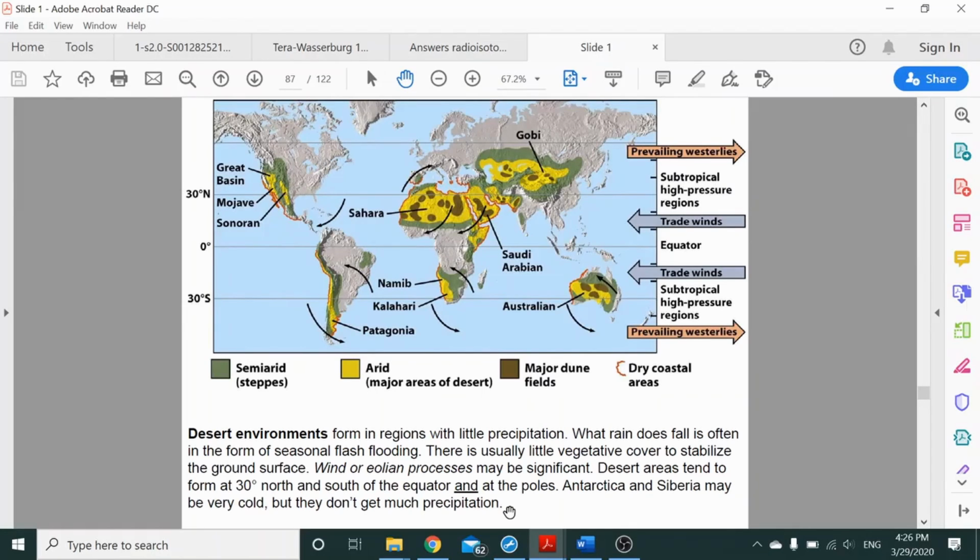Desert development also requires little vegetation, and therefore Antarctica and Siberia also have deserts developed, because their vegetation cover is low, and those areas are very cold, and when air is cold, the water content in the air becomes really low. Therefore, the precipitation is low. And that's how deserts developed in those areas.